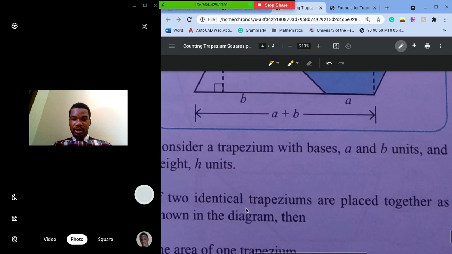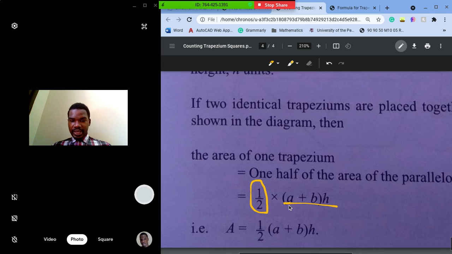Using all of that information that you just told me, you're going to use this formula now, Michael: a half A plus B times the H. Put in each of those values, work it out, and that would be the area for your trapezium. Understand? Good.